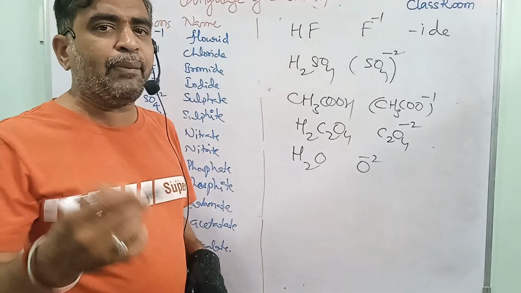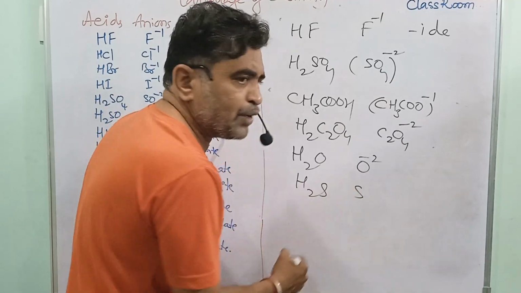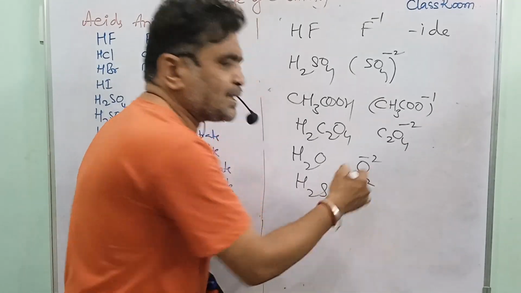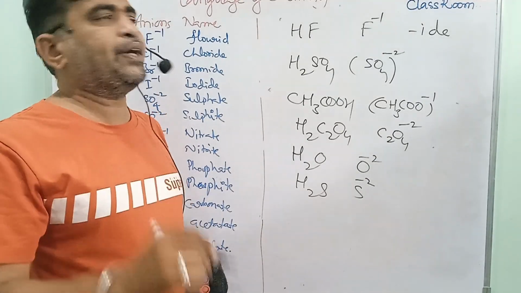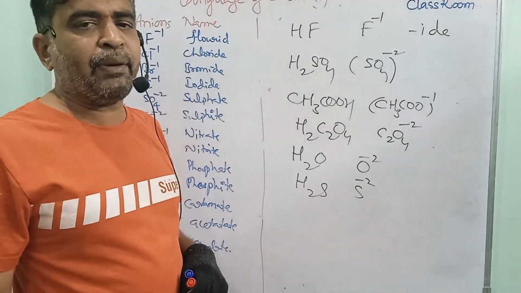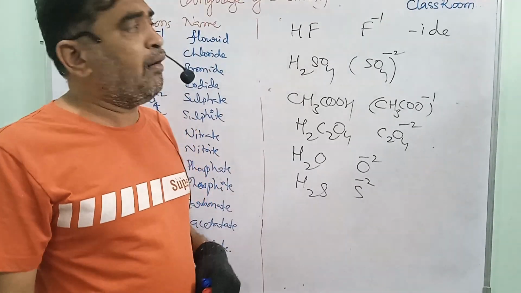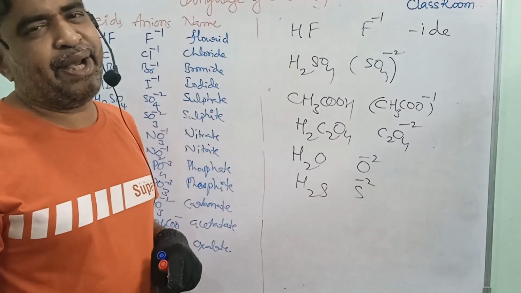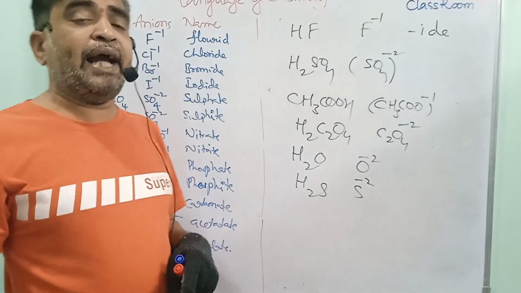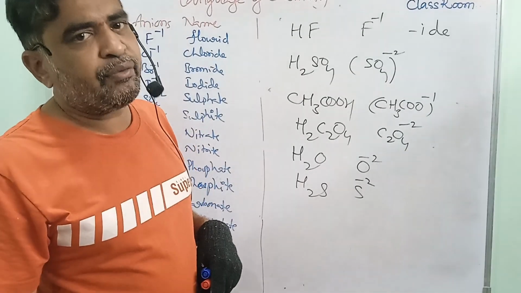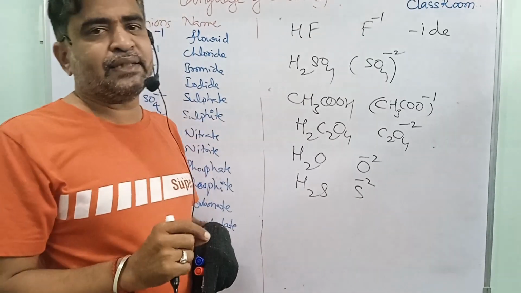Like that we can form H2S, for example, hydrogen sulfide. Here sulfur is having minus 2, so this is called sulfide. Phosphide, nitride, like that we can write. So if the acid is formed with 2 elements only, and one of them forms the anion, that anion is called an ide ion. Okay, clear?